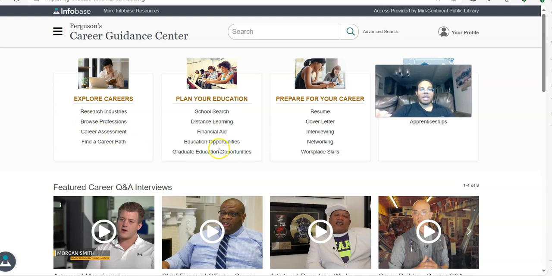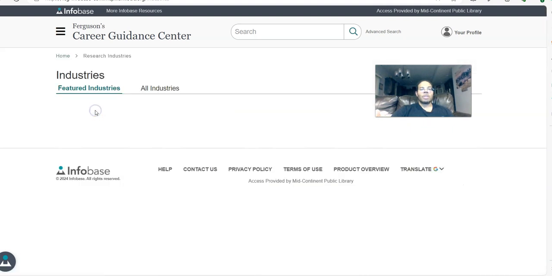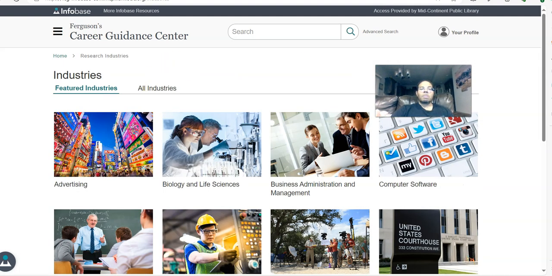Anyway, let's go back now. We are going to focus mainly on these two things here: research industries and browse professions. There is a career assessment test, and there are resources for finding your specific career path, but we are not going to get into those for the sake of time. However, research industries and browse professions are the things that I use the most.